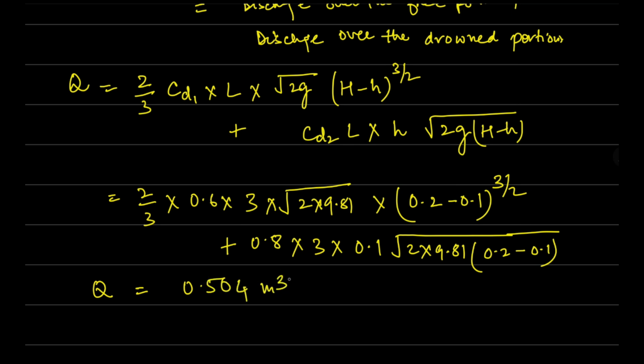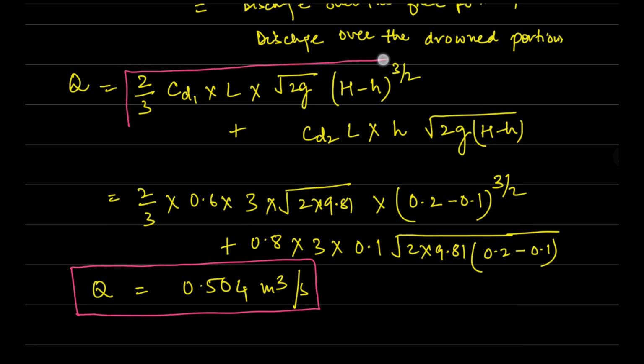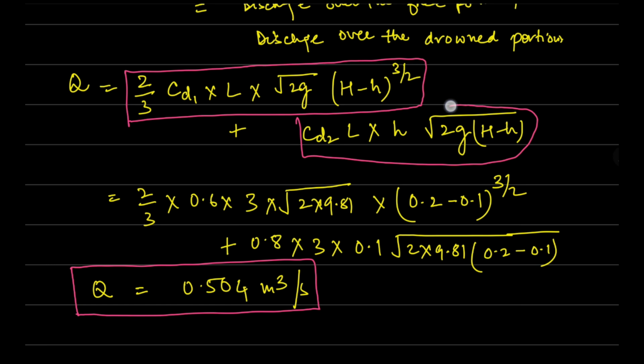If we solve this problem, the total discharge is coming out to be 0.504 cubic meter per second. So this is our answer for using the drowned weir. This is the first portion, the free portion, and the second portion discharge is for the drowned weir portion that we have to calculate separately.